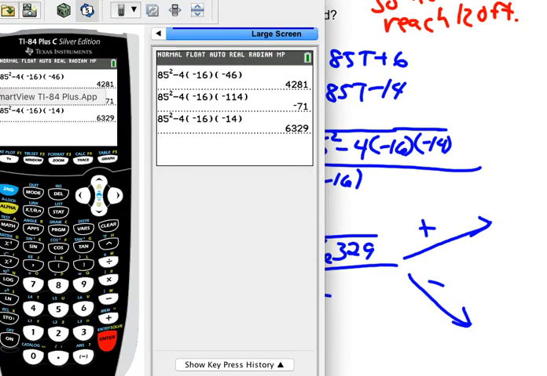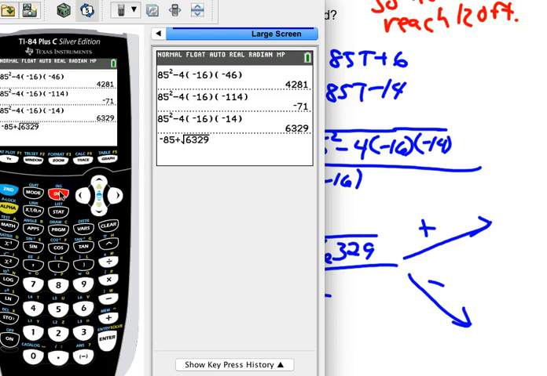Okay, so I'm going to do negative 85 plus square root 6329. A common mistake is to, and I didn't see the square root didn't take. Let me fix that here. Delete, second insert, there we go. Oh, that didn't work either. Love this calculator sometimes. There we go.